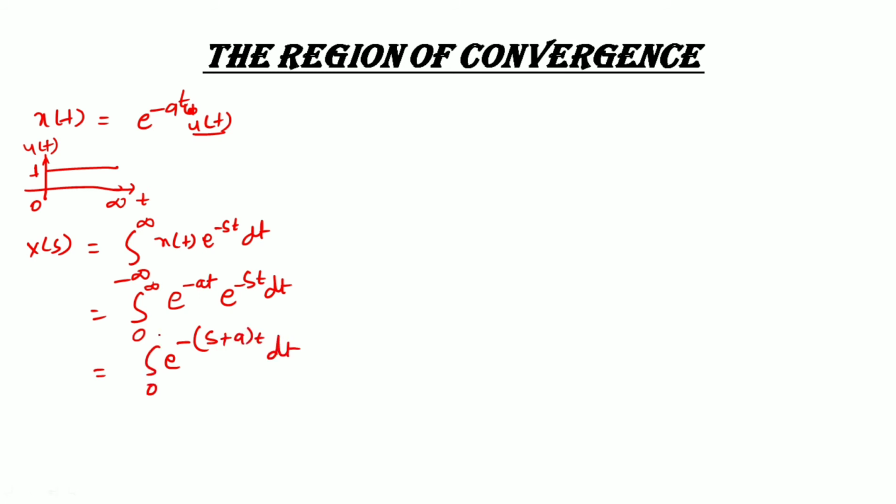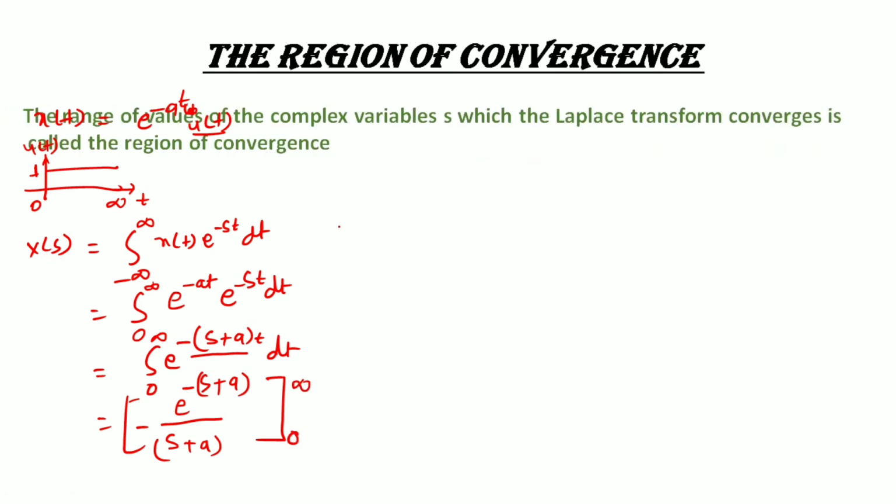It will be from 0 to infinity, and when we try to integrate, this whole part will come in the denominator. That means minus (s plus a), and in the numerator we will have e to the power minus (s plus a)t. Okay, and this will be from 0 to infinity.